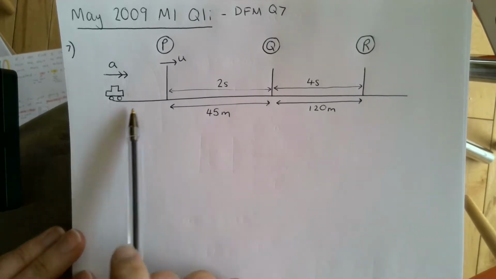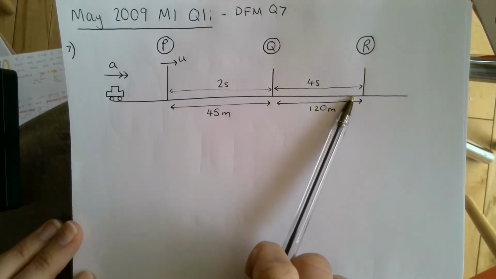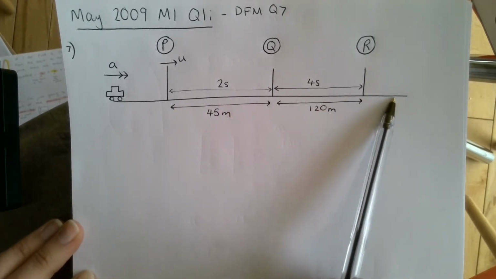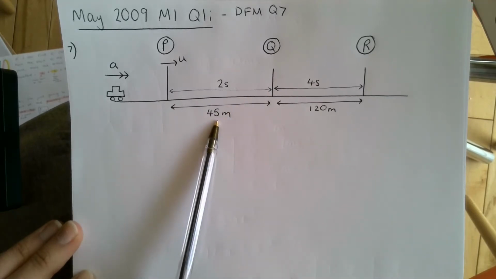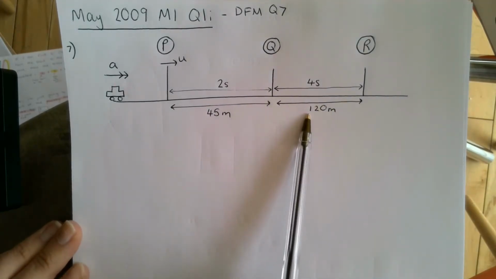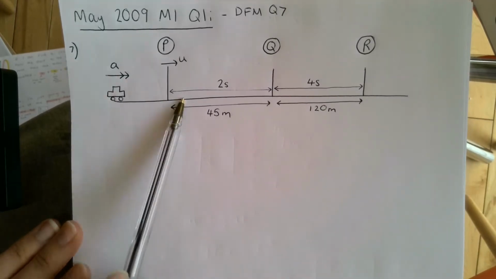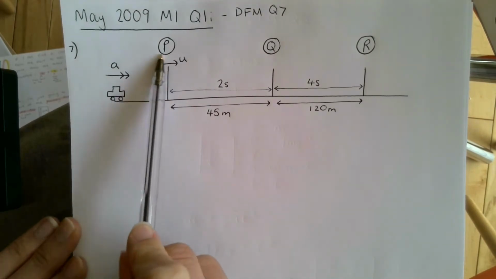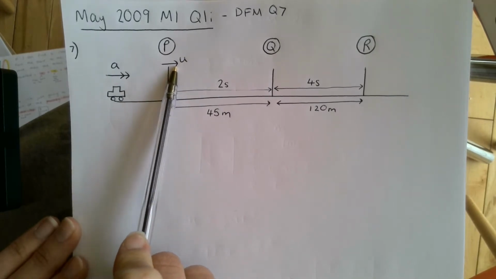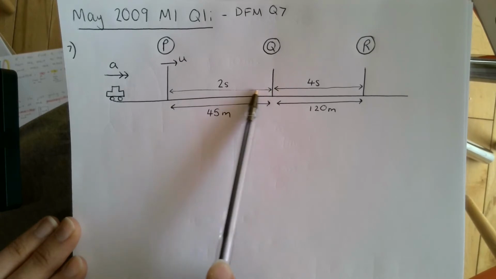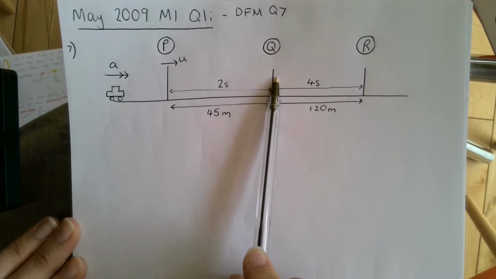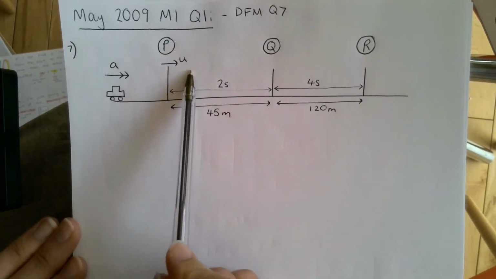The question says, there are 3 posts, P, Q and R, fixed in that order at the side of a straight horizontal road. So here's my road across here. The distance from P to Q is 45 metres, and the distance from Q to R is 120 metres. A car is moving along the road with a constant acceleration of a metres per second squared. The speed of the car as it passes the post P is u. So that's the speed of the car as it goes past post P. It passes post Q 2 seconds after passing P, and it passes R 4 seconds after passing Q. And the question is, find the value of u.